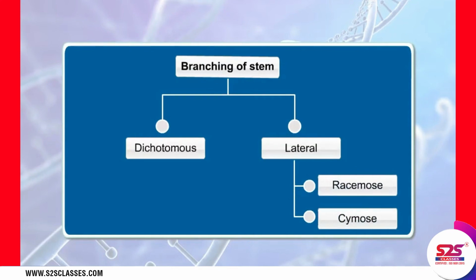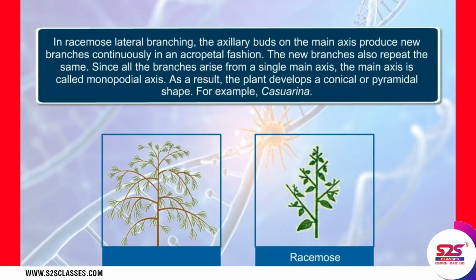In lateral branching, the apical bud makes branches on lateral sides. There are two types of lateral branching. These are racemose and cymose. In racemose lateral branching, the axillary buds on the main axis produce new branches continuously in an acropetal fashion. The new branches also repeat the same. Since all the branches arise from a single main axis, the main axis is called monopodial axis. As a result, the plant develops a conical or pyramidal shape, for example, casuarina.